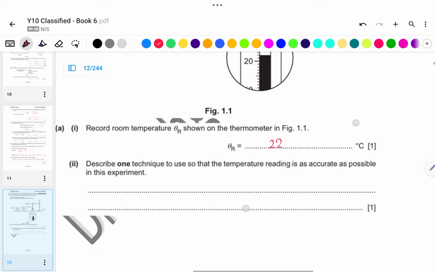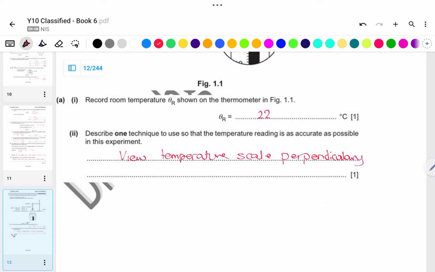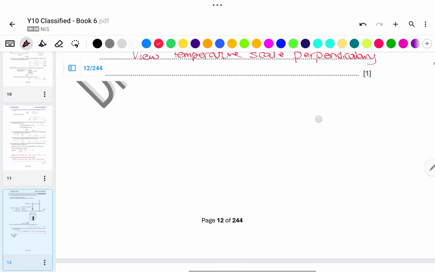Describe one technique to use so that the temperature reading is as accurate as possible in the experiment. Well, the best thing always to read any kind of reading is to look at it at eye level, which is to view the temperature scale perpendicularly. Perpendicularly means you're at 90 degrees or at eye level. Can I just say at eye level? No, because this is paper 6. We're doing experiments, we're doing geometrical calculations as well.